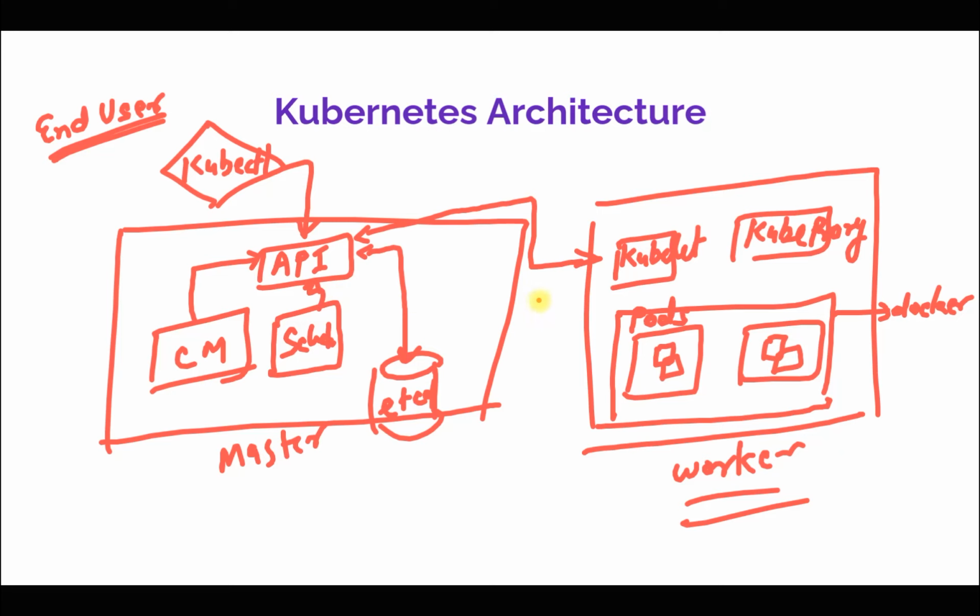And how will the connectivity be inside this worker node? This kubelet can communicate directly to the containers, or it can communicate to these pods as well. And we are having kube-proxy, which will communicate with this kubelet, and also it will communicate with these pods. So what exactly does this kube-proxy do?